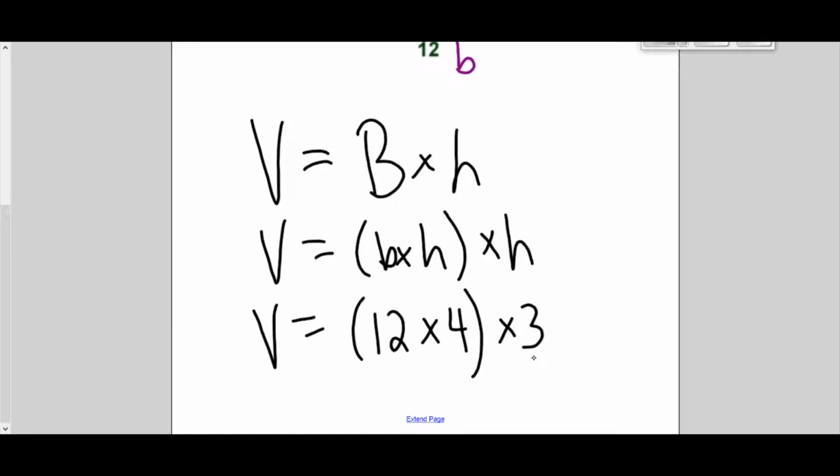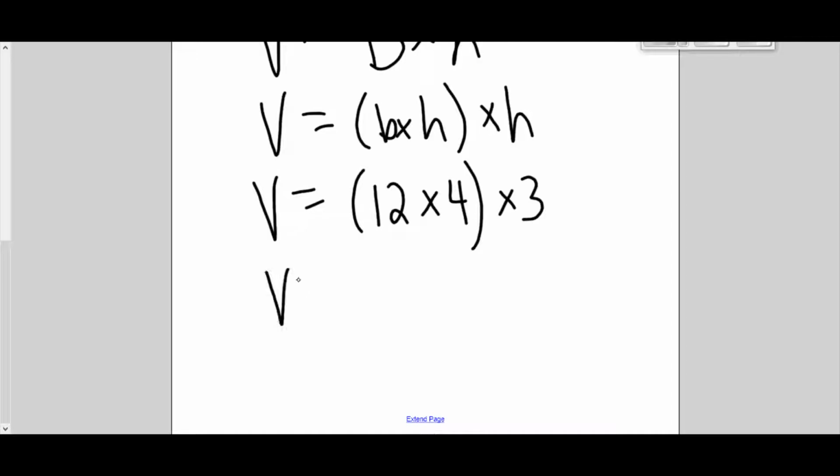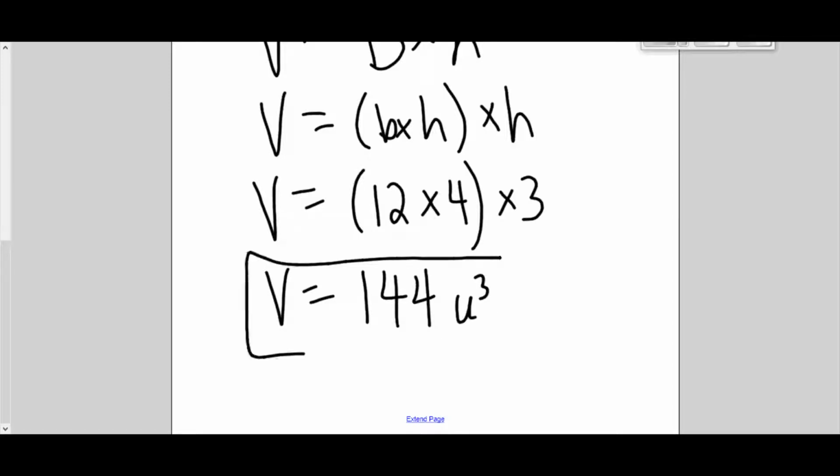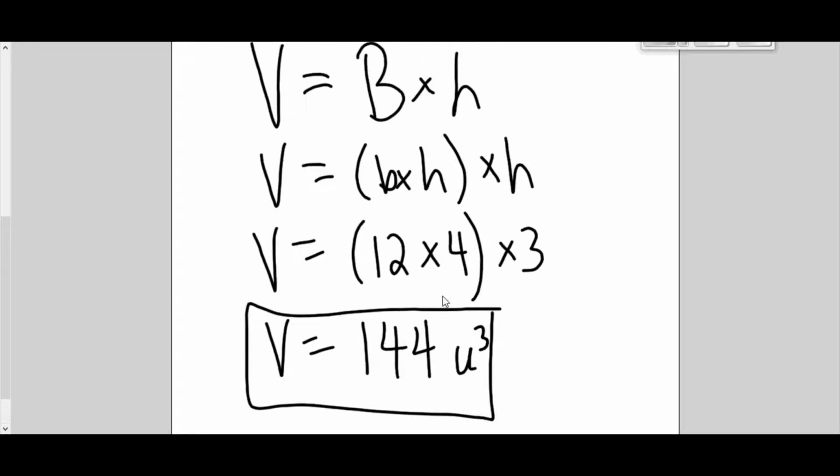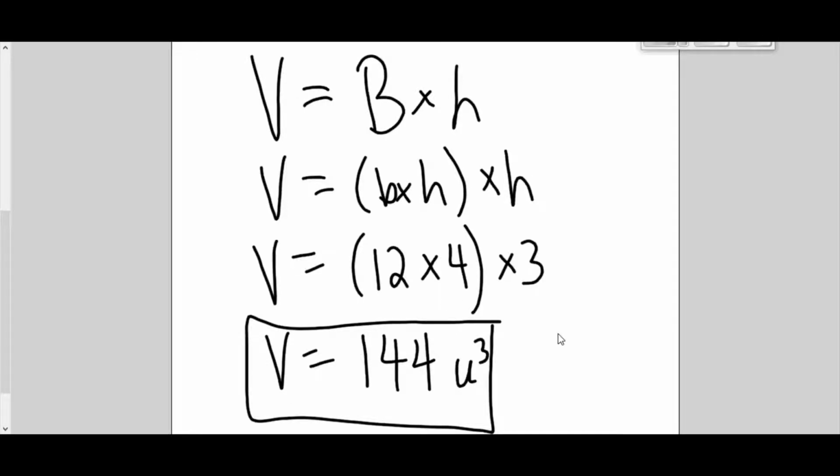And guys, you can do all this. You can just type this right into your calculator like that. You can do 12 times 4 times 3 in your calculator. And what you would get is 144. And then if you recall, they didn't give you any units. They just gave you the numbers. So we're going to write 144 units cubed because you always need to include units. Just like when we worked with area, you need to make sure you include units. So take a minute if you need to and get this one copied down.